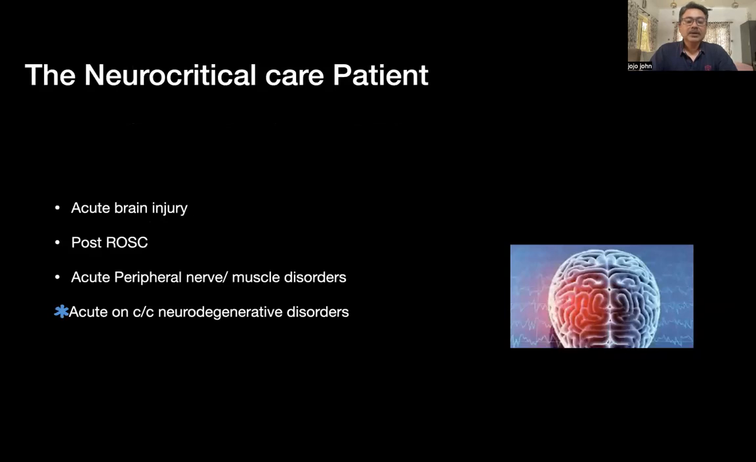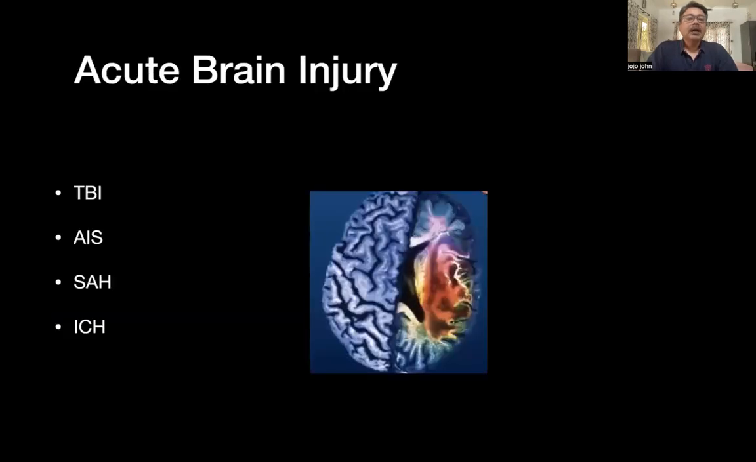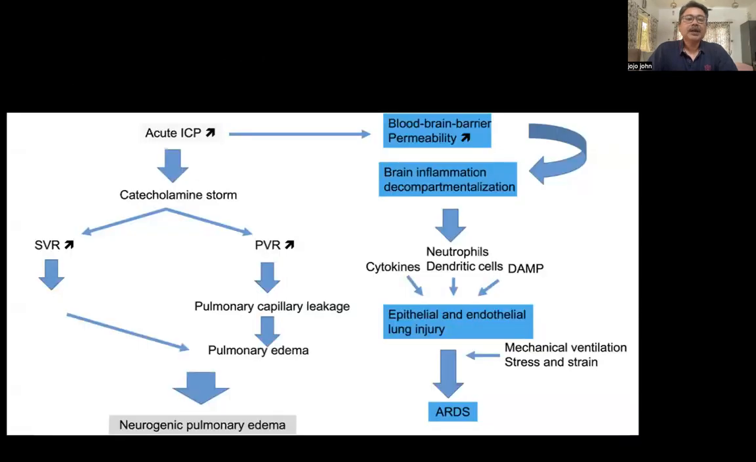In this talk, I'll deal with acute brain injury, the post-cardiac arrest ROSC patients, and acute peripheral nerve and neuromuscular junction disorders. I will not deal with the acute admissions of neurodegenerative patients who sometimes come to the ICU. Acute brain injury will encompass traumatic brain injury, acute ischemic stroke, subarachnoid hemorrhage, intracerebral hemorrhage, and sometimes issues like acute encephalitis.